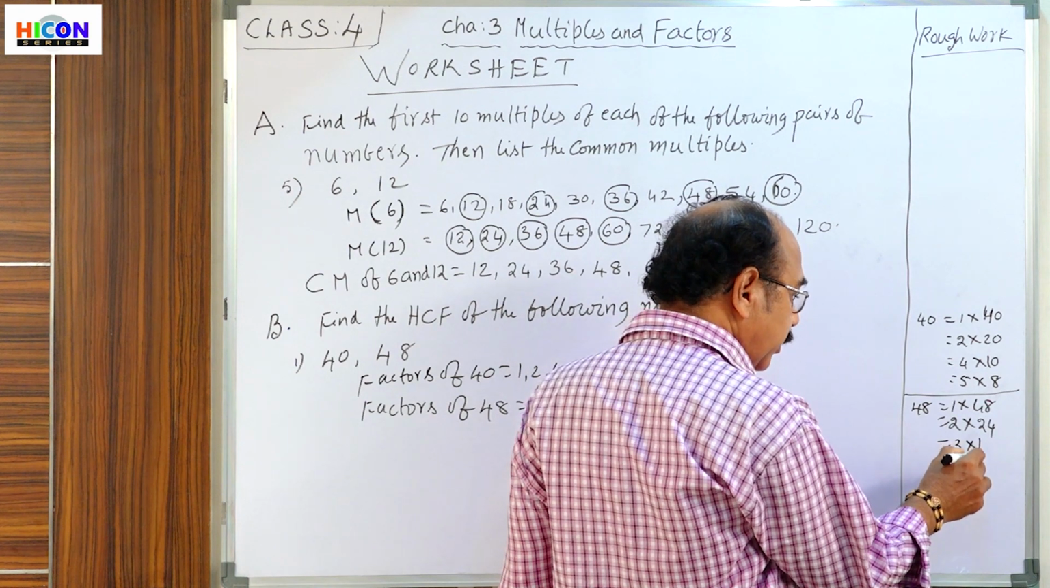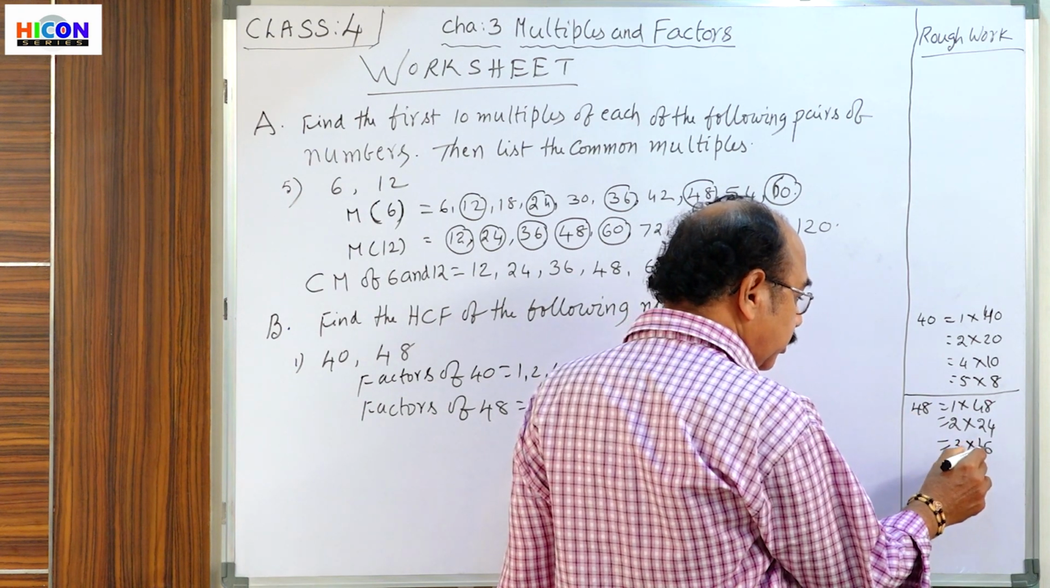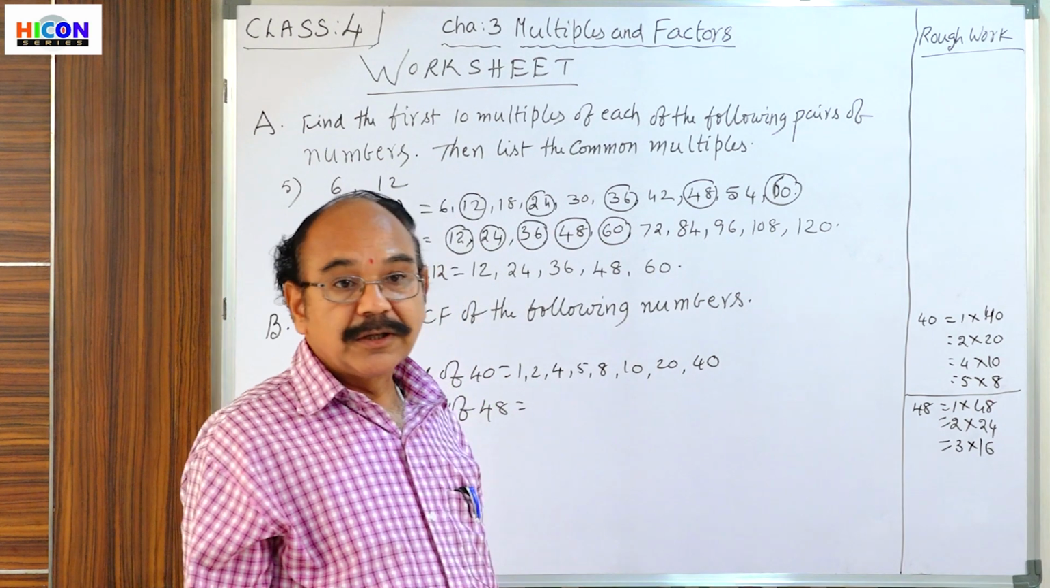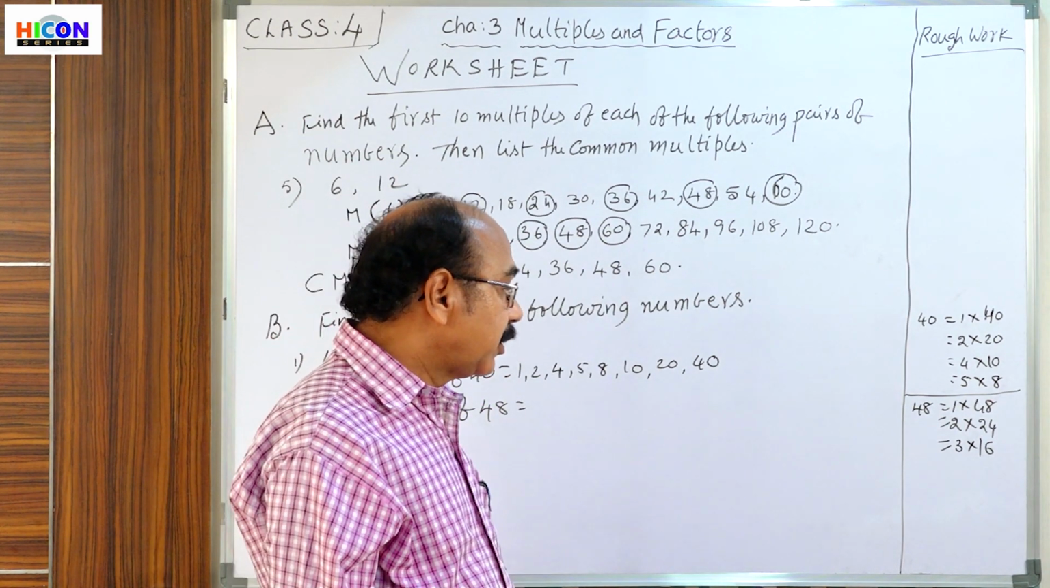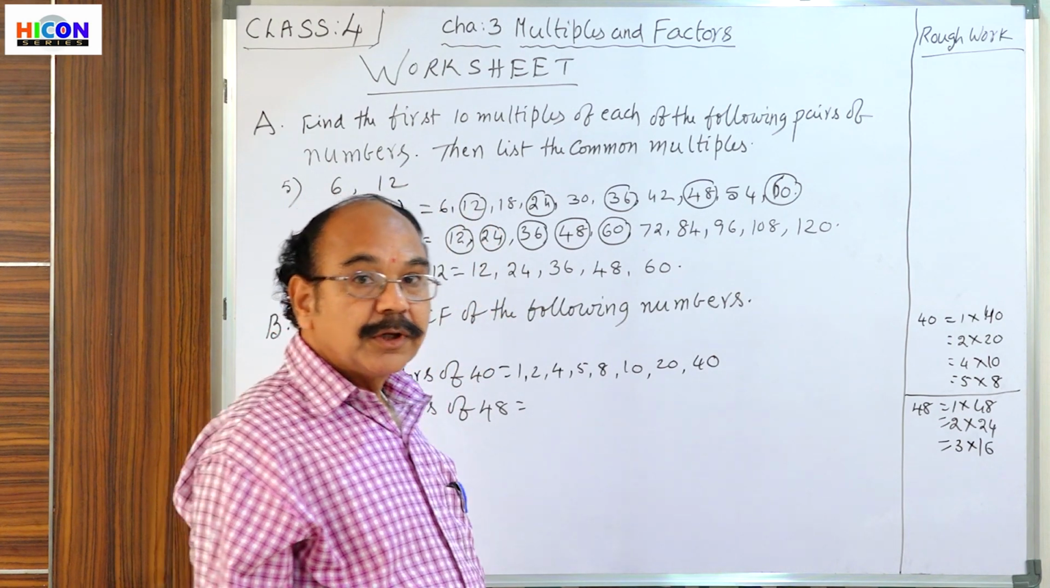3 how many times here? 3 ones are 3. 3 6s are 18. 3 16s are 48. Okay, children. Now come to the 4th table.